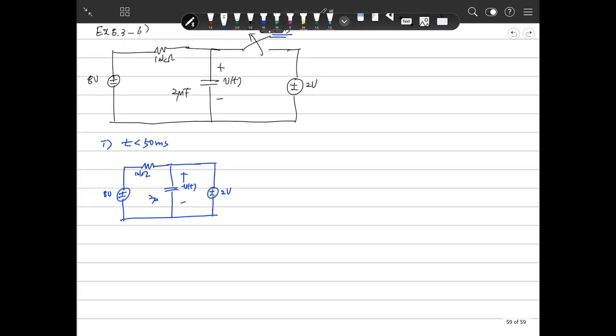So VT, when t is 50 milliseconds, actually we use the second unit, 0.05 seconds, is minus the same as 2. Why? In the steady state condition, the capacitor is a kind of open circuit. So there is nothing here, no current here. Therefore, Vt is the same as the 2 volts. And that will be the initial condition.